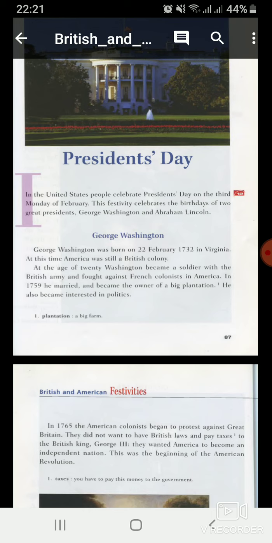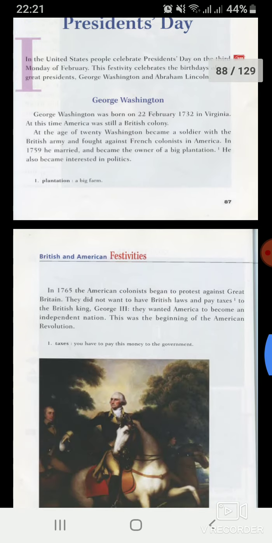In 1759, he married and became the owner of a big plantation. He also became interested in politics. Explain the word: plantation, a big farm.